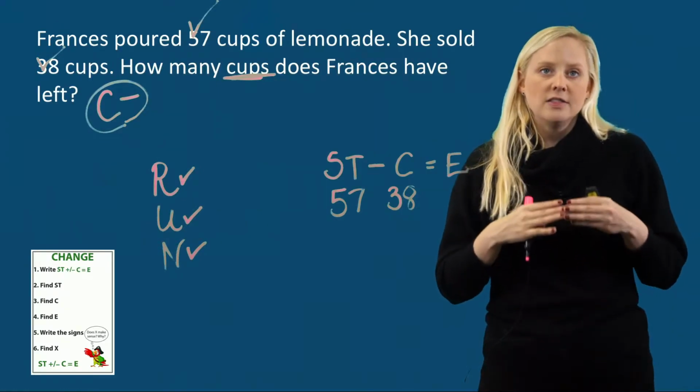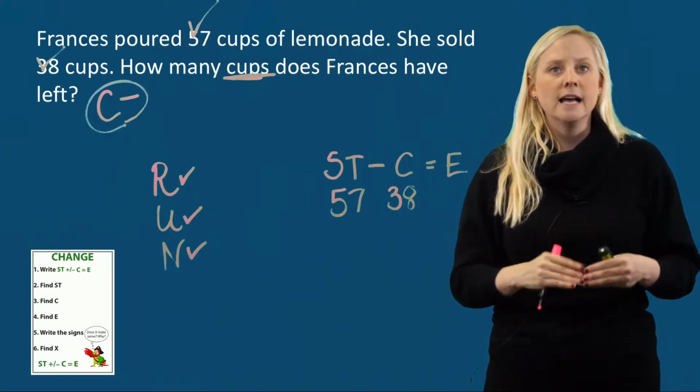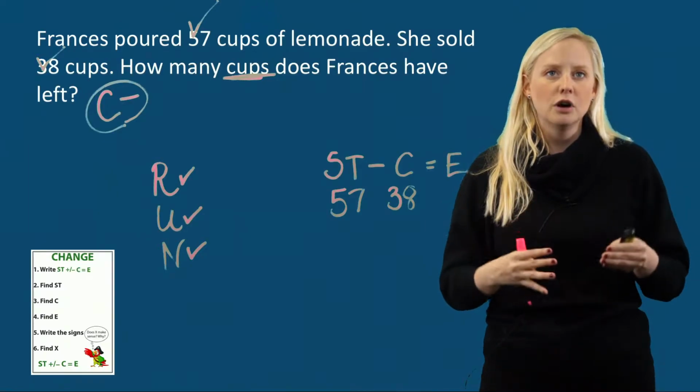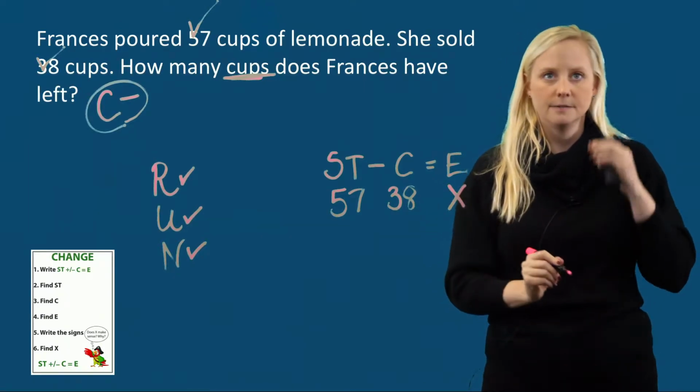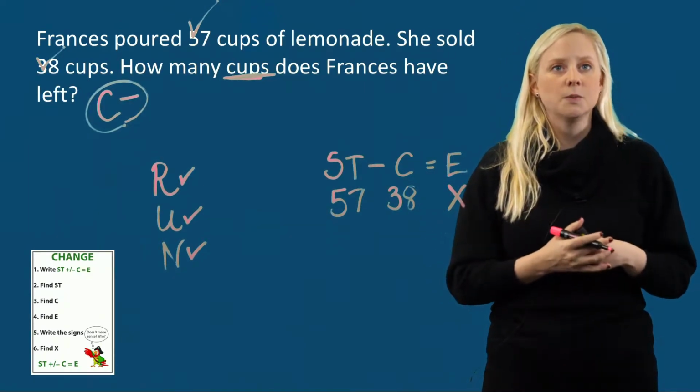Step 4 says find the E. We don't know the end amount. It says how many cups does she have left. We don't know the end amount, so we're going to put an X here. Step 5 says write the signs.